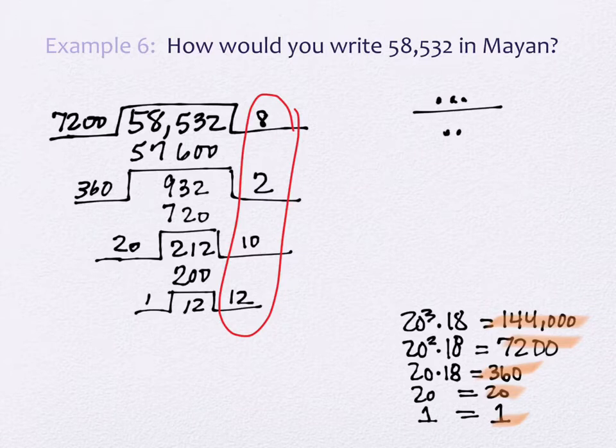The next one is a 10. How do I represent the 10? 2 bars. And the last one, how do I represent a 12? 2 dots and 2 bars.